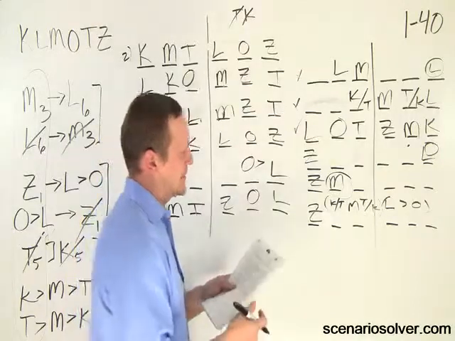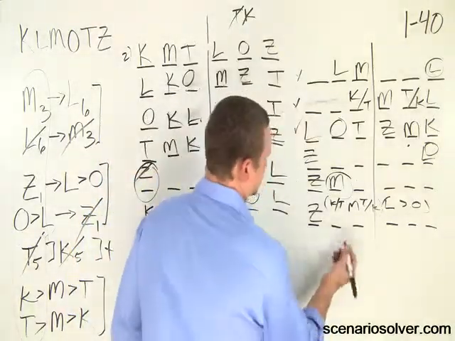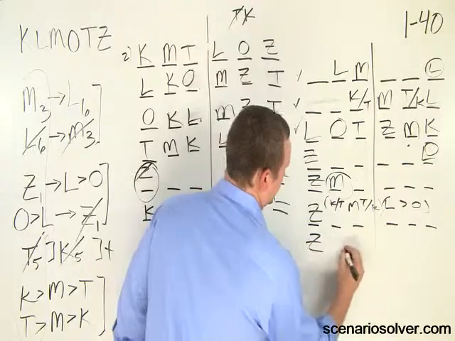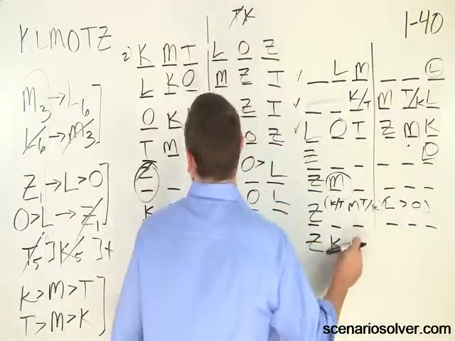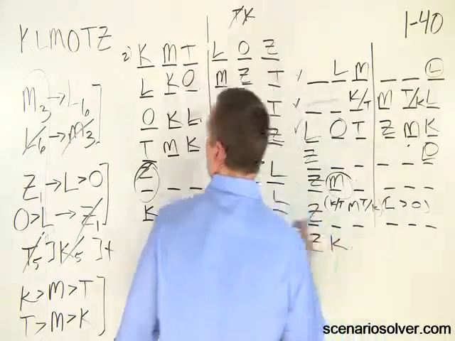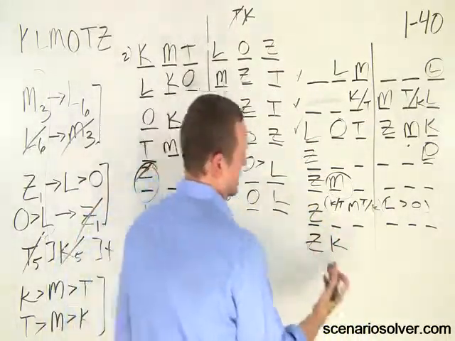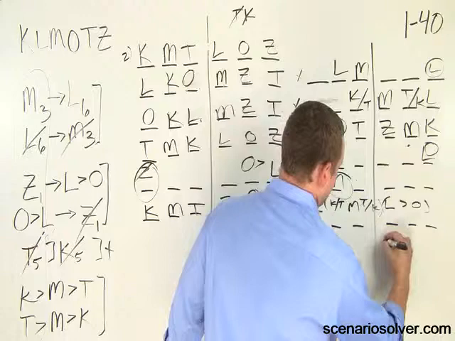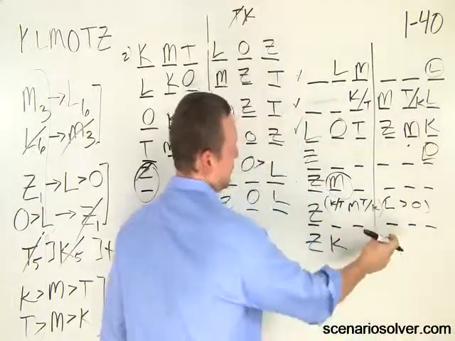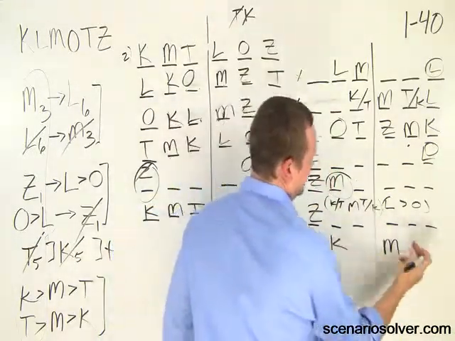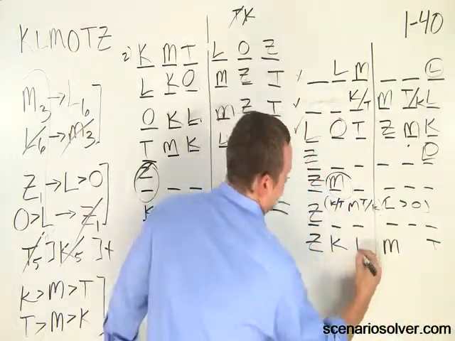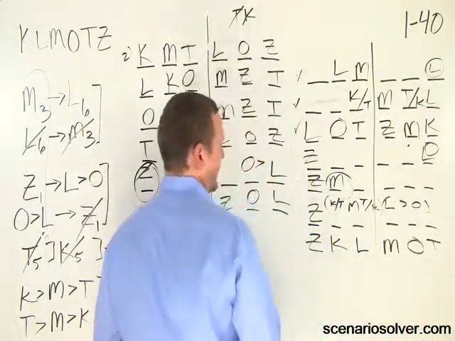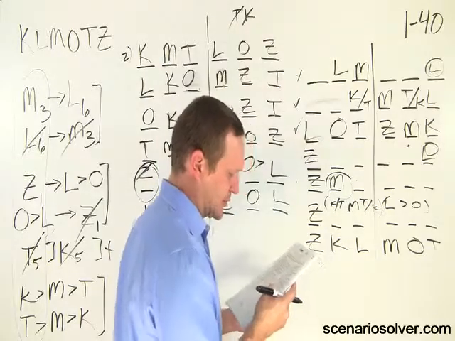Could we put K second? Let's try to do that. Z, K is second. If I put M third, I need L to be 6, but I need L to be before O, so that wouldn't work. Can't put M third. I can't put a T or K here. I've got a T here. I can do an L and an O, and there's no problem with that, so that could be true.